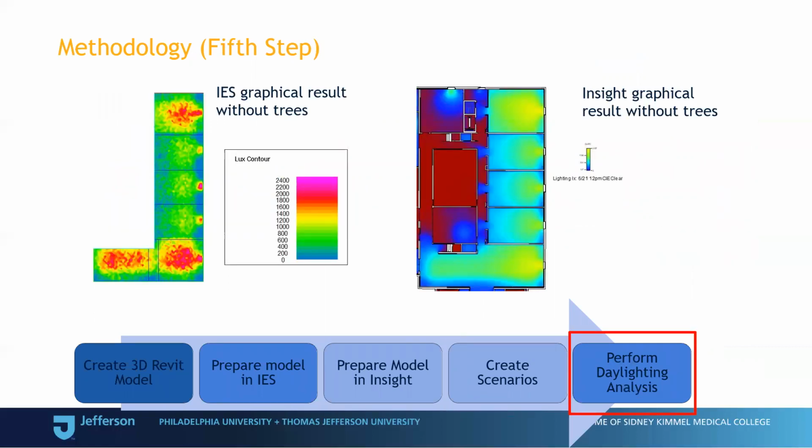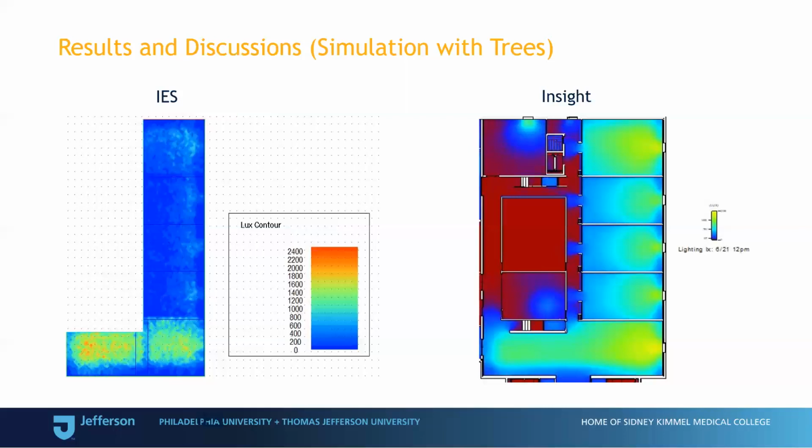So the fifth step is to perform daylighting analysis. IES and Insight give similar metrics in a scenario without trees and vegetation around the building. While both programs use CIE standard sky conditions, each software interpreted trees and curtains differently.